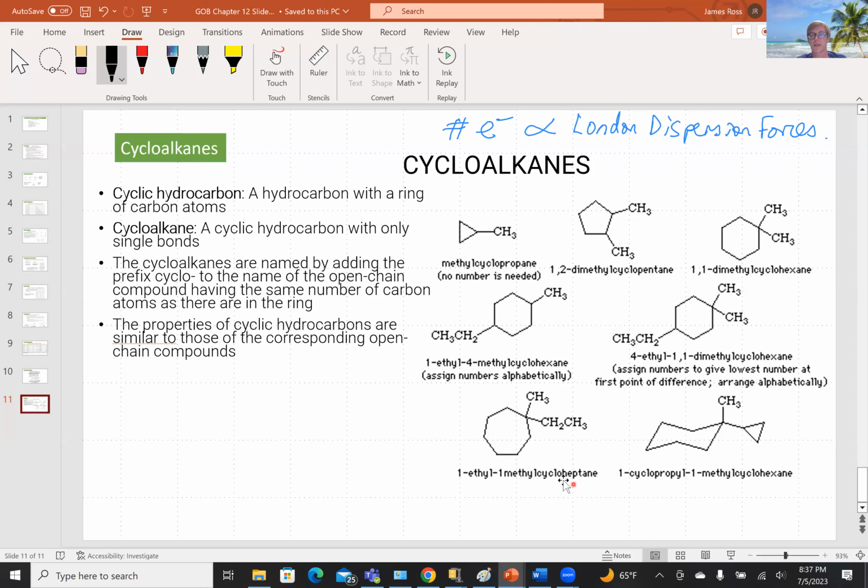In this structure here, it's a cycloheptane. It's a 7-membered ring. We've got an ethyl and a methyl. Again, we alphabetize the E before the M. They're both on the same carbon. 1-ethyl-1-methylcycloheptane.